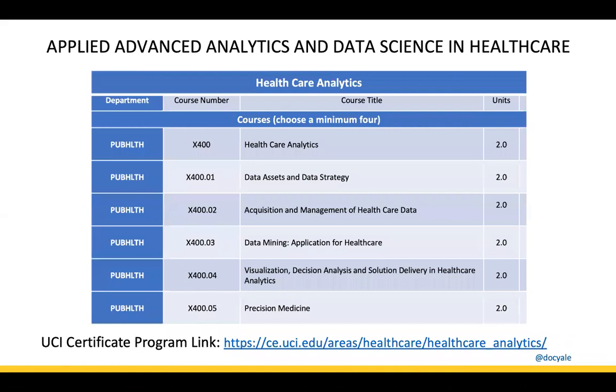The next one there is acquisition. Where are you getting this data? And what other data might you need that you're not getting right now? And how can you acquire it? And what do you do with it, right? So there's just, again, these are all two-unit classes. We are on the quarter system.